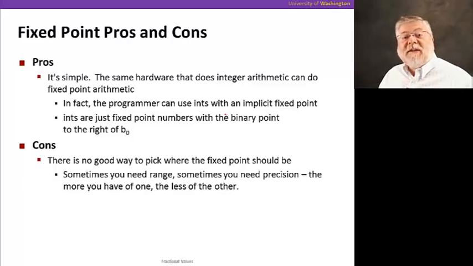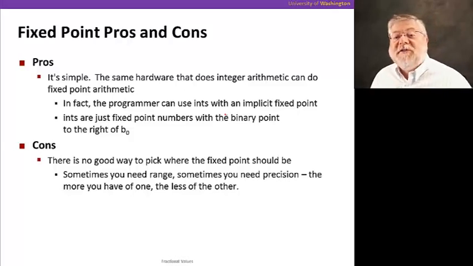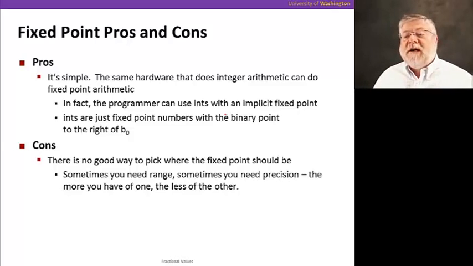All right, sometimes you end up wanting range, sometimes you end up needing more precision, and the more you have of one, the less you have of the other. You can't get the best of both. So that's why we're going to turn our attention to what are called floating point notations, where we don't fix the binary point, but allow it to float as needed.